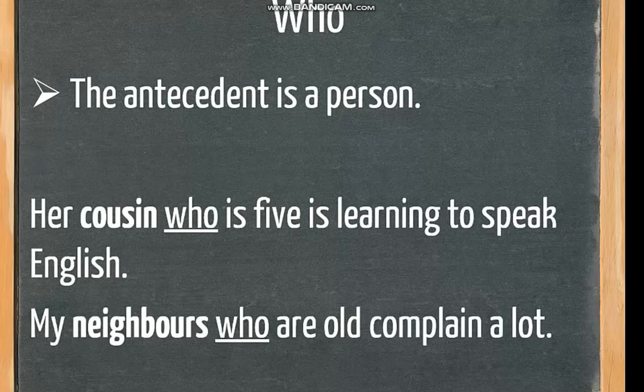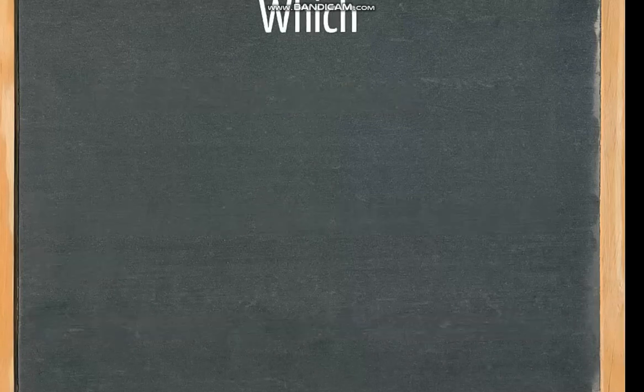"My neighbours, who are old, complain a lot." Here, who is being referred to neighbours, and neighbours are obviously people, so here who is being used. Neighbours here are persons, and we use who.